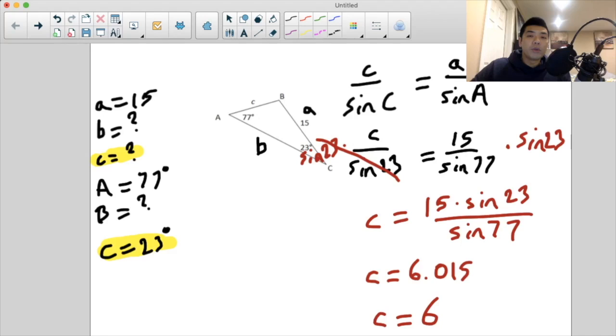So this was an example where we used the sine law to help us figure out the side length of a triangle. In the next example, we're going to look at one where we need to figure out an angle using the sine law.